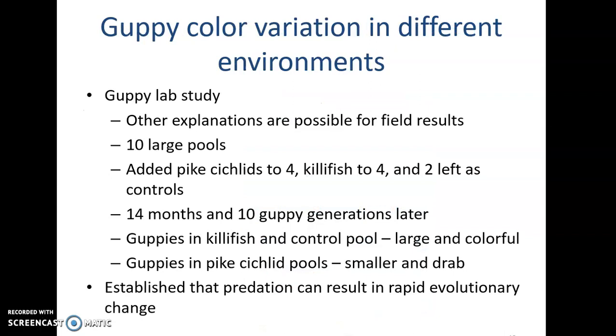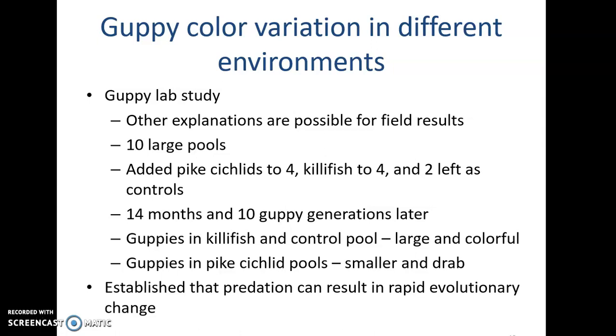However, whenever you study something in nature, there are other factors that come to play. Maybe other possible explanations for your results. Maybe only big fish can make it up past the waterfalls, right? So they end up having bigger offspring. So to really clarify the result, scientists set up a lab study with 10 large pools, about 200 guppies per pool. To 4 pools, they added pike cichlids. To 4 other pools, they added killifish. And then 2 were left as predator-free controls with just guppies.